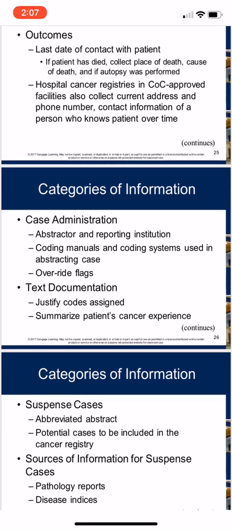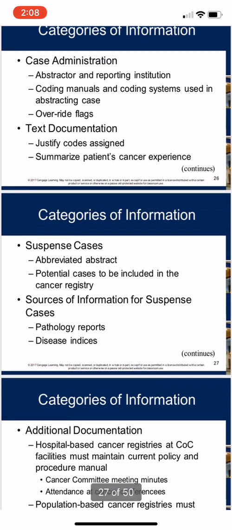Then we have case administration. This includes information on the abstractor and the reporting institution, as well as information on the versions of coding manuals and coding systems used in abstracting the case. Then you have text documentation. The text fields are included in the abstract for the abstractor to justify the codes that are assigned in the abstract. It also summarizes the patient's cancer experience.